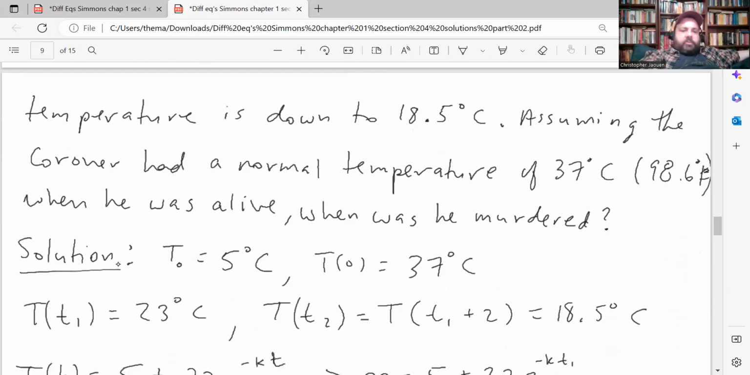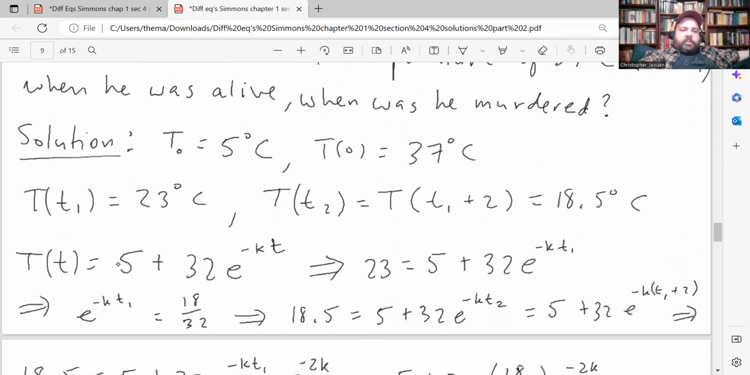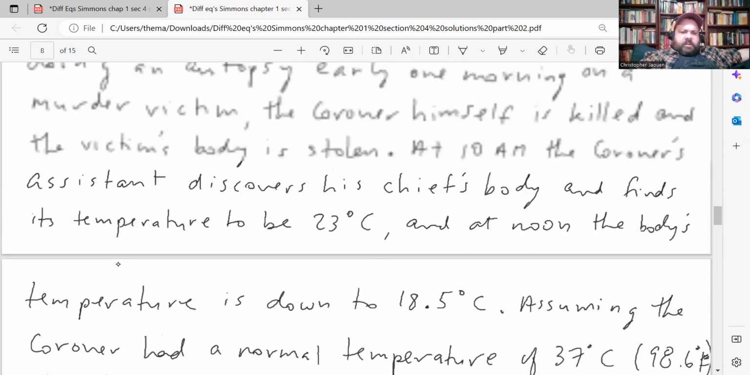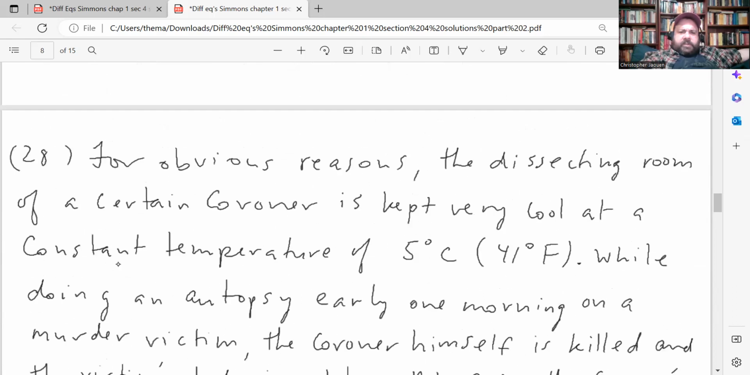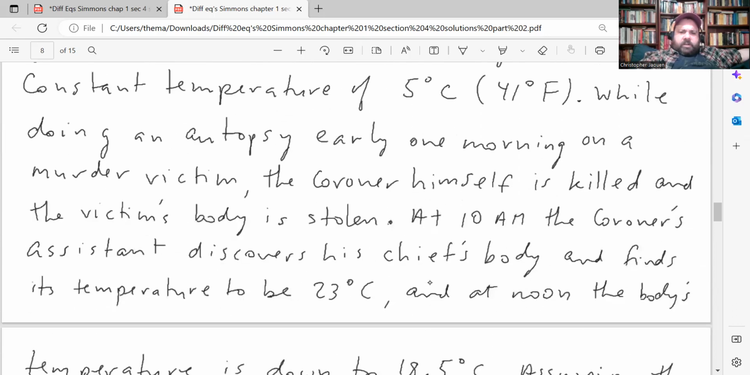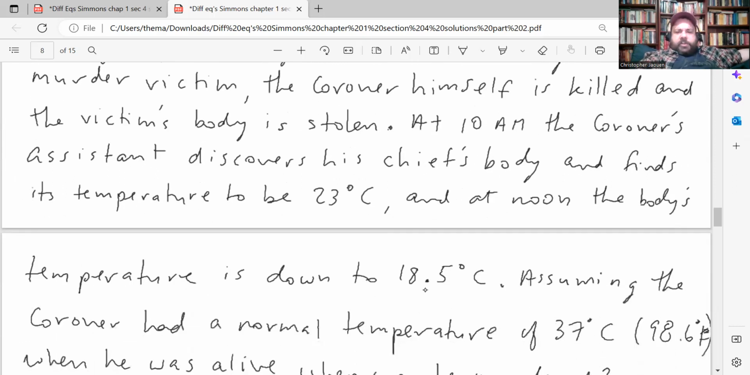So you can use Newton's law of cooling for this. T0 is 5 degrees. That's the temperature of the coroner's office. And the coroner's initial temperature before he was murdered was 37 degrees Celsius. So T of T1 is 23 degrees Celsius. Let me just double check. Sorry, at 10 a.m. his temperature was 23, and then at noon it was 18.5.